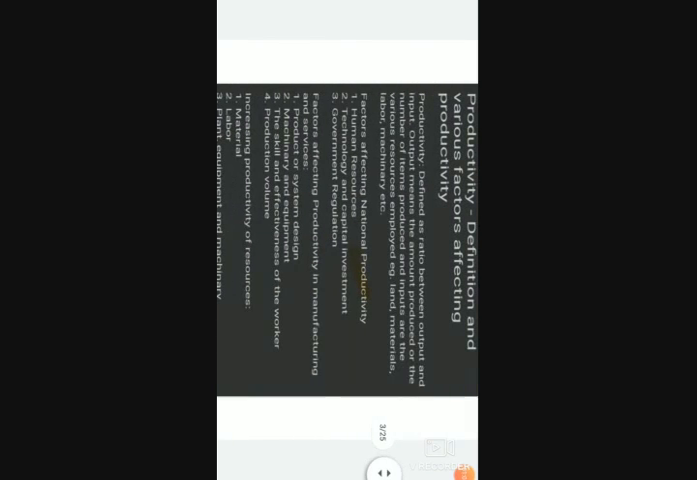Now we come to the definition of productivity. Productivity is defined as the ratio between the output and input. You also know that the ratio between the output and input is also the definition of efficiency. Now, the factors affecting national productivity are human resources, technology, capital investment, and also government regulation.